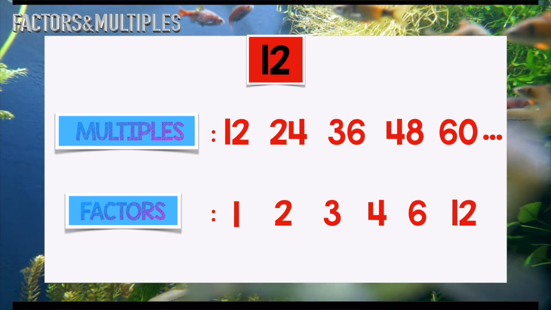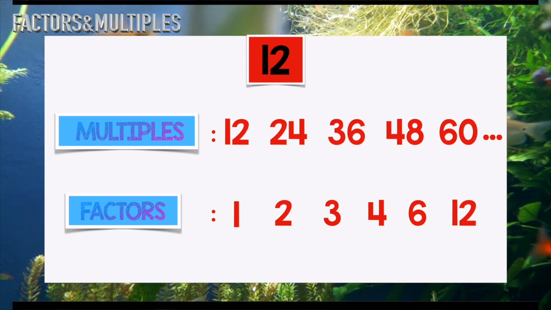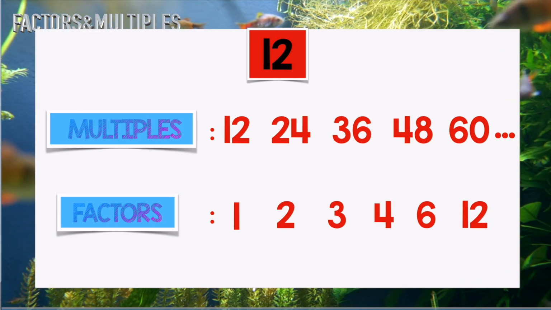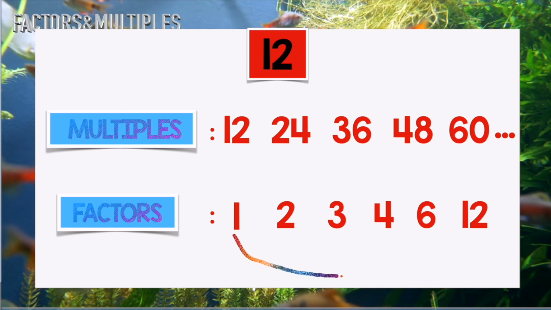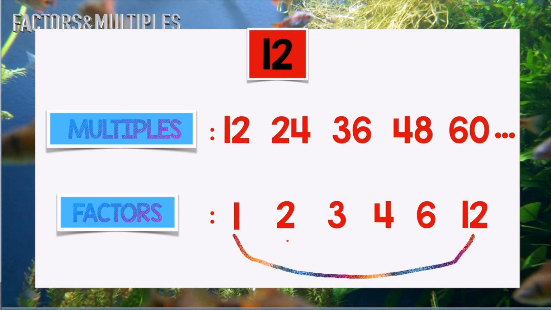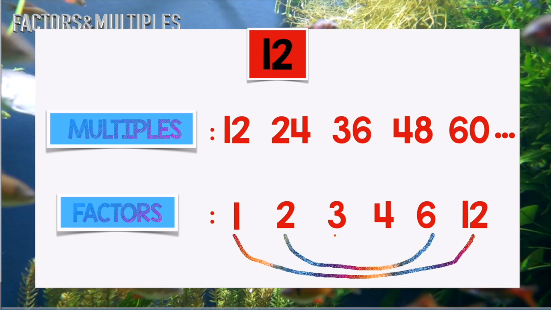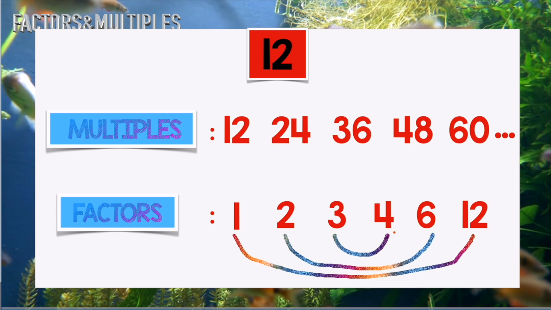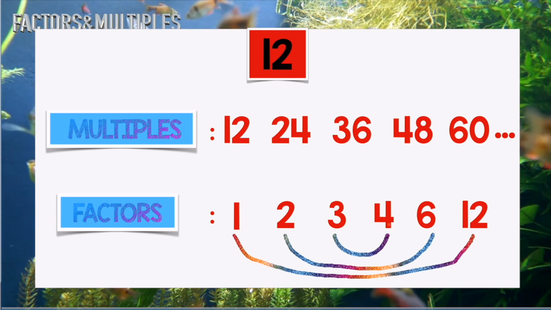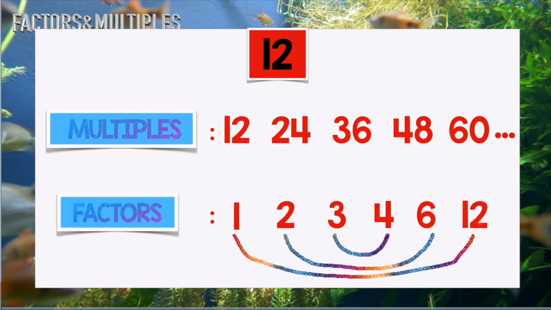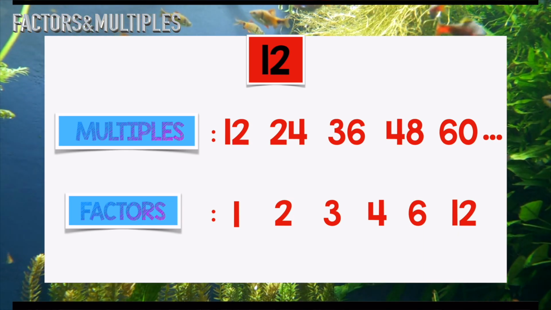So we have 12, 24, 36, 48, 60, and so on. So the factors are 1 and 12. 2 times 6 is 12. And 3 times 4 is 12. So you do them in pairs, and there are no other numbers between 3 and 4, so we know we've got all the factors. Okay, let's try another one.